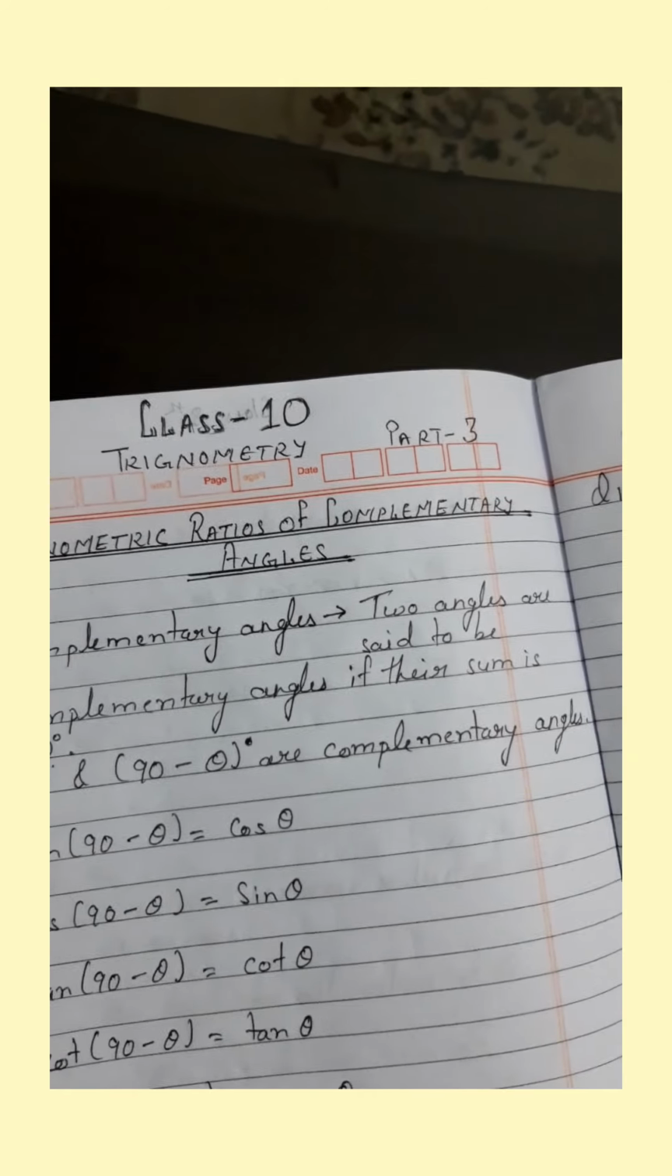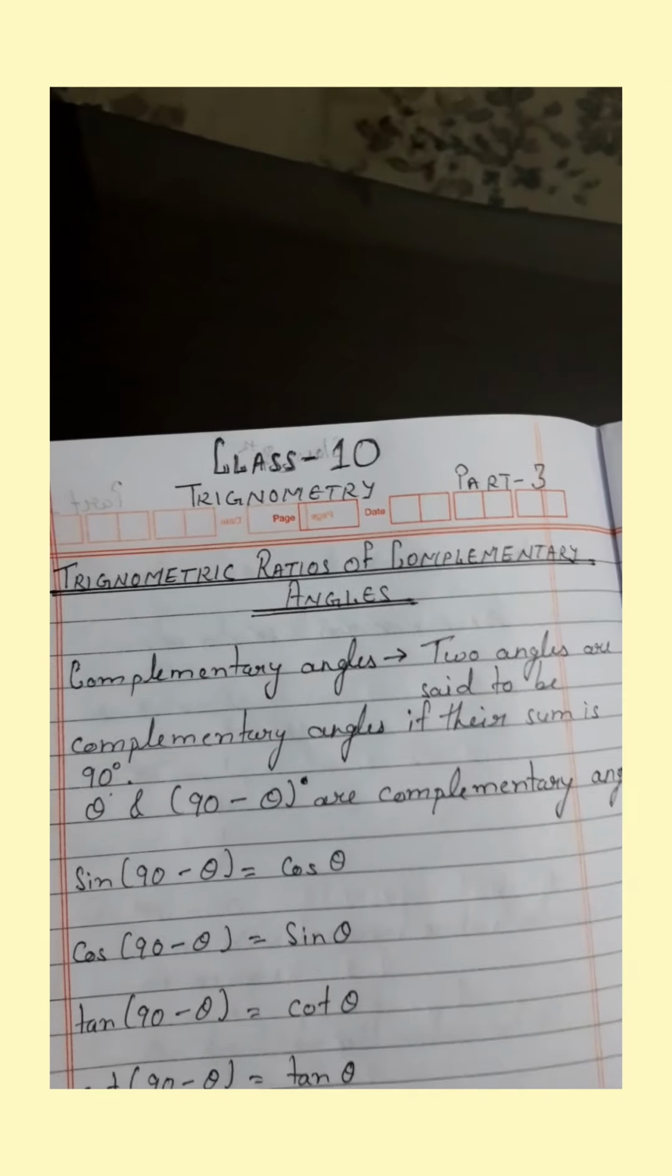Now how can we find the complement? Suppose our first angle is theta. We have to add two angles: first is theta, second is unknown. We have to add two angles in such a way that the answer is 90 degrees. Then these two angles combined are known as complementary angles.